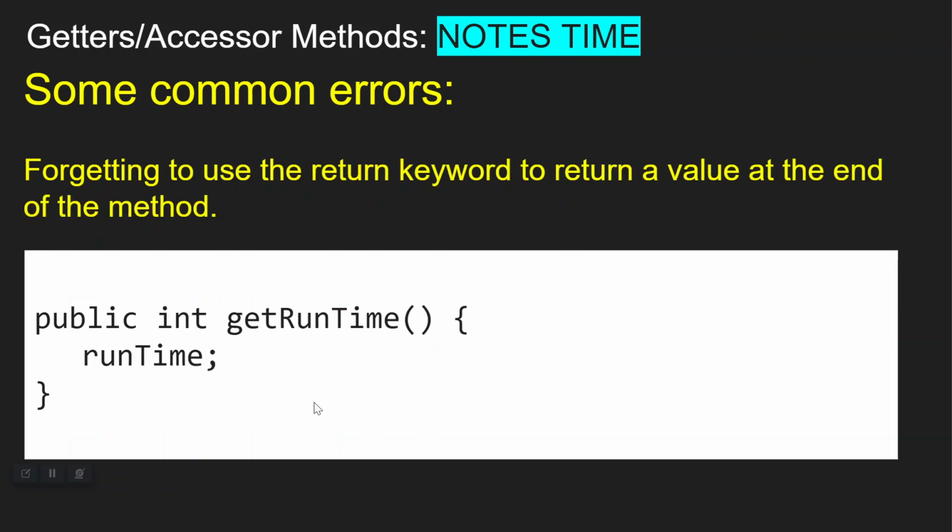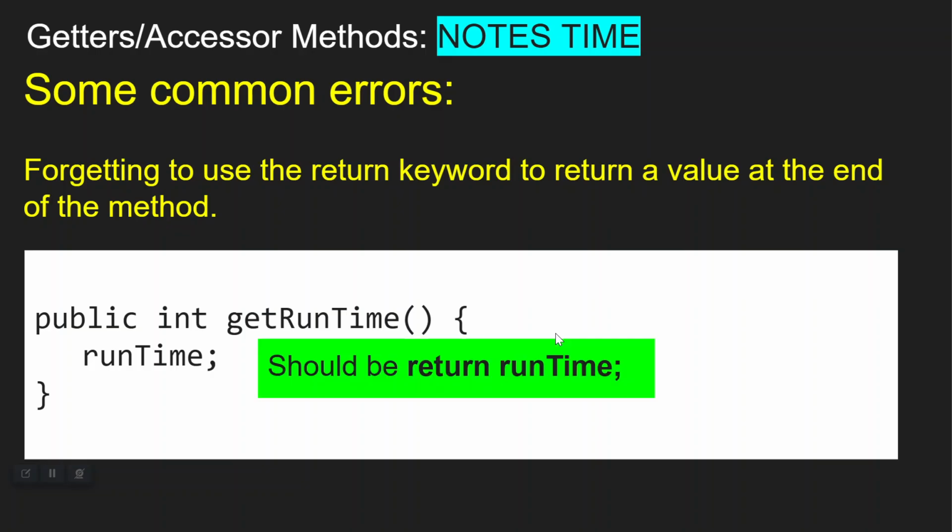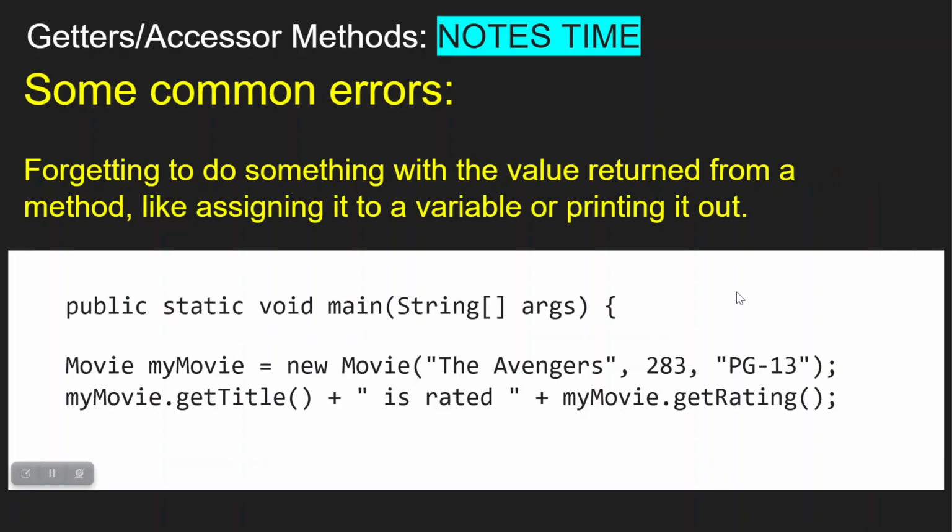Another common mistake is forgetting to use the keyword return. So public int getRuntime, and then if you just say runtime, obviously you're forgetting the word return, and these are all return methods, so it should be return runtime. And then the last thing is just forgetting to do something with the value being returned from a method, like assigning it to a variable or printing it out.